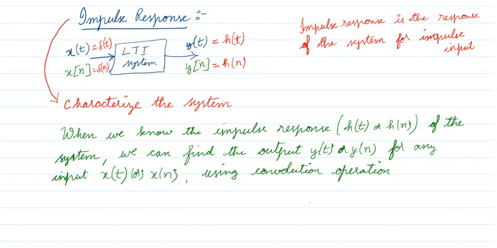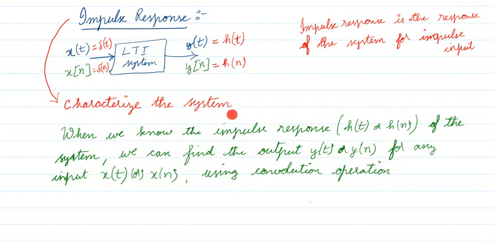So what is impulse response? Impulse response is the response of the system for impulse input. Okay, so I will take a system, I will give impulse as input, and the output I am getting is called impulse response. Why is impulse response very important? Because it characterizes the system, it defines the system. How the system is working is determined by the impulse response.